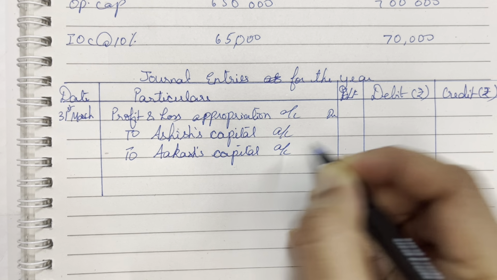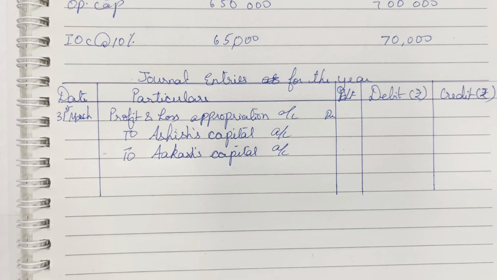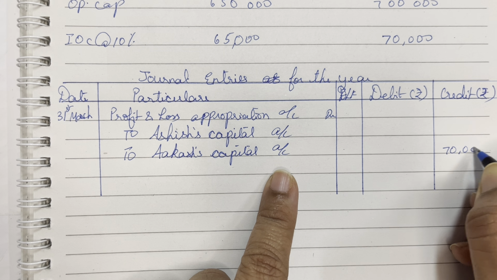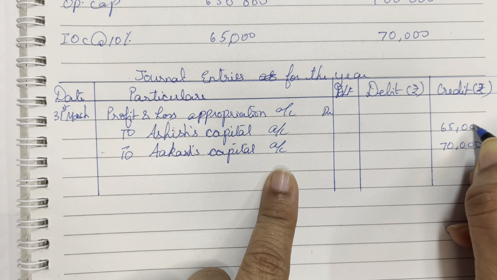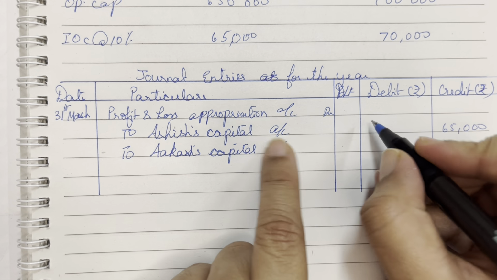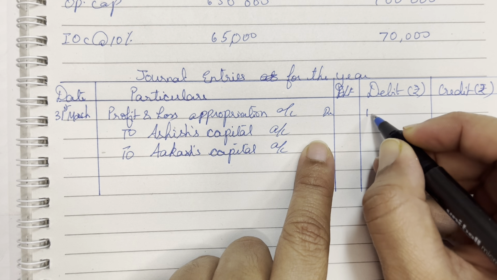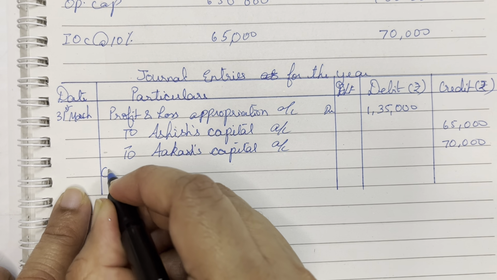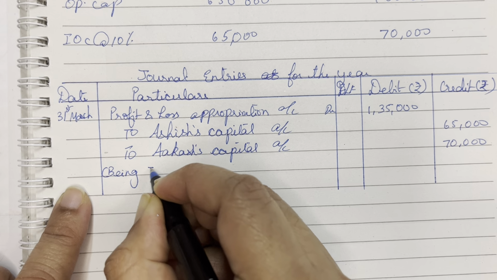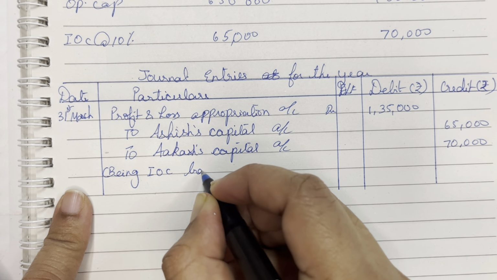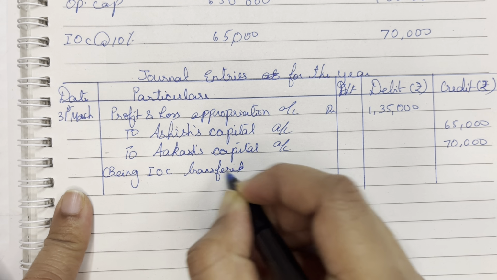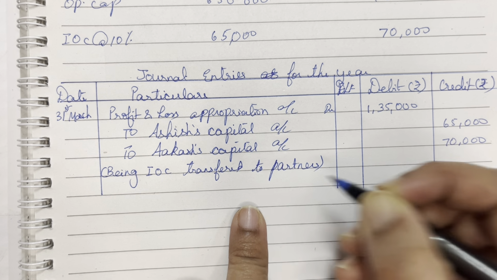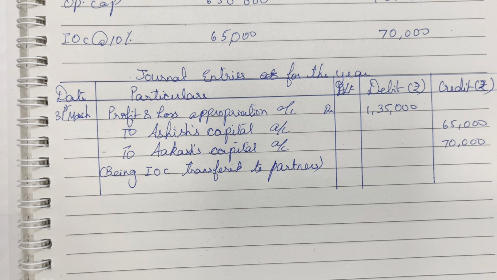The amounts we've already calculated. For Aakash it is 70,000. For Ashish it is 65,000. So the total that goes into our profit and loss appropriation account is 1,35,000. Narration would be: being interest on capital transferred to partners. Either write partners or to partners' capital accounts.